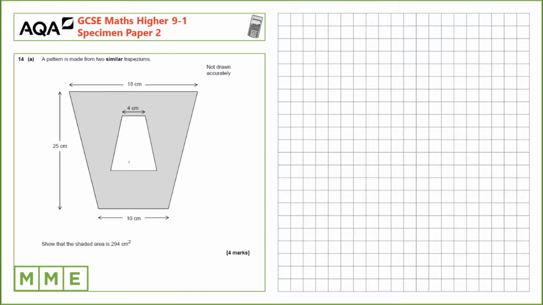So this length corresponds to this length here. It's been rotated. So we need to divide 10 divided by 4, which is 2.5. That's our scale factor. So the large shape is 2.5 times bigger than the small shape.